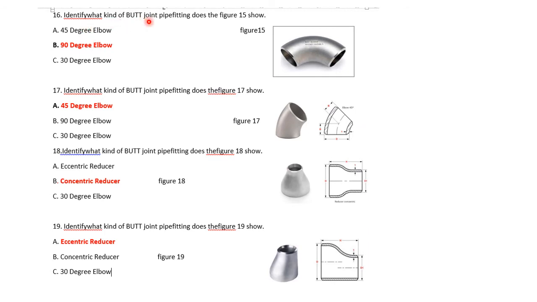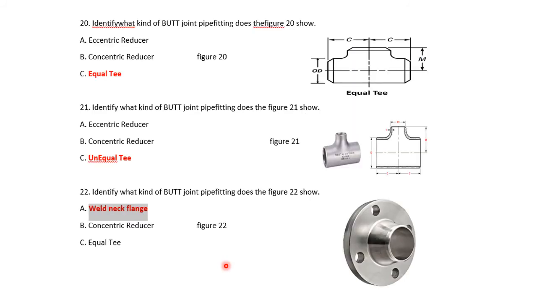Identify what kind of butt joint pipe fitting figure 15 shows. Here, you know, an elbow 90. Next question: identify what kind of butt joint figure 17 shows. Elbow 45 degree. Identify what kind of pipe joint. These are fittings. This is called a concentric reducer. Identify what kind of butt joint pipe fitting figure 19 shows. This is called an eccentric reducer. See, concentric and eccentric, the difference. You can see this is called an eccentric reducer. Don't be confused.